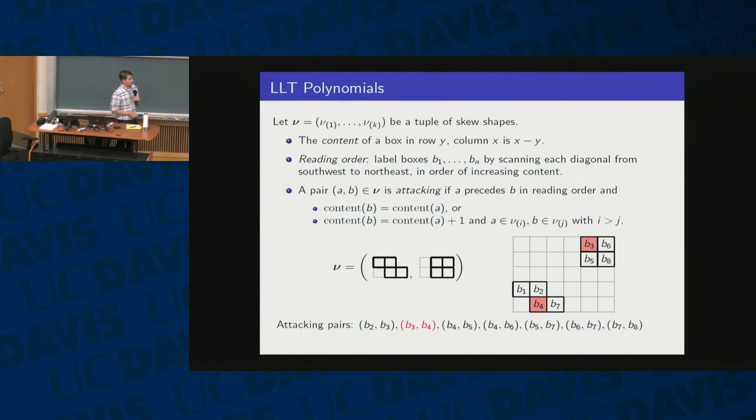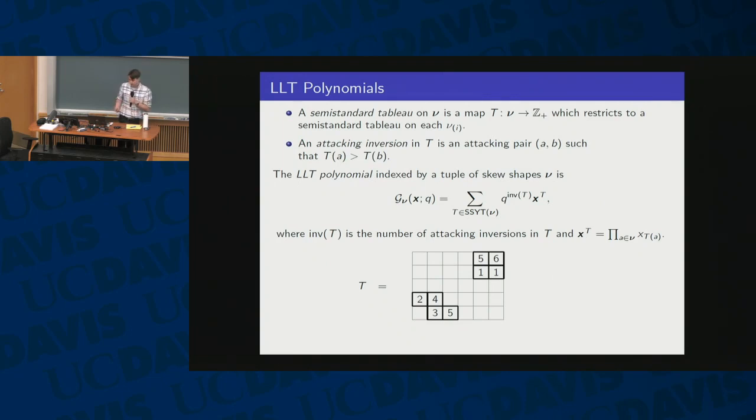But then also B3 and B4 are attacking because they are one content diagonal difference, but B4 is in a lower shape. Okay. And so we go through, we get our various 7 attacking pairs. Okay. And then we put tableau on these things. So you can fill them just like normal skew shapes, you get semi-standard tableau on them.